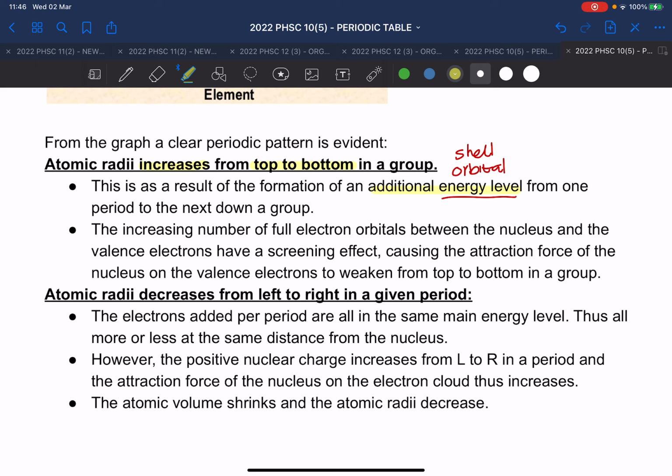Okay? Then, I'm going to read and then explain. The increasing number of full electron orbitals between the nucleus and the valence electrons have a screening effect. You can also say it has a shielding effect. A screening or a shielding effect causing the attraction force of the nucleus on the valence electrons to weaken.